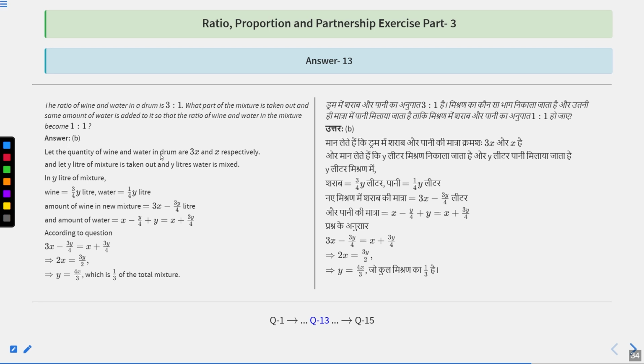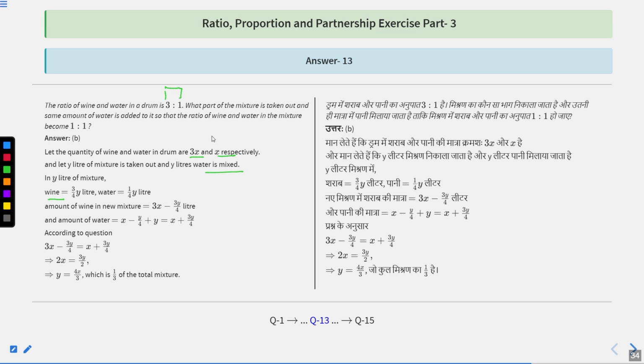Let the quantity of wine and water in the drum be 3x and x respectively, because the ratio has been given as 3:1. So we can let it be 3x and x. Now let y liters of mixture be taken out and y liters of water mixed in. We take out y liters and add only pure water, y liters. So in y liters of mixture, wine will be 3/4 of y liters and water removed will be 1/4 of y. Clear? So the amount of wine in the new mixture is 3x, the previous amount, minus 3y/4. In the same way, the amount of water will be x minus y/4.